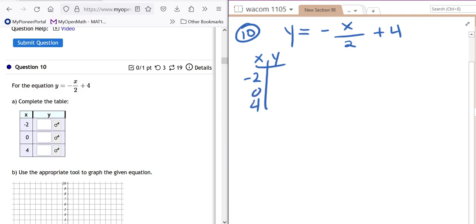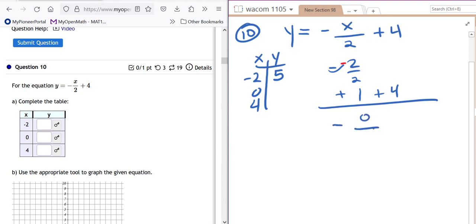So if we plug in a -2, we get negative, whoops, this negative is out here. We're plugging in a -2 over 2, which is going to give us a 1, and these two will make a positive 1 plus 4, which will give us a 5. Right, then you start over and you put 0 in. Well, 0 over 2 gives you 0, and -0 is the same as 0. So this one gives you 4.